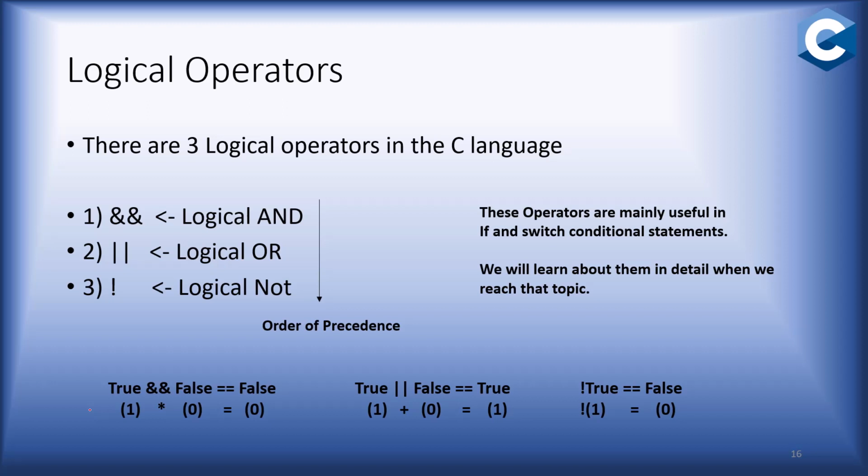3. Logical NOT. This operator reverses the logical state of a single condition. If the condition is true, it becomes false, and vice versa. It's like a negation switch. It flips the truth value.